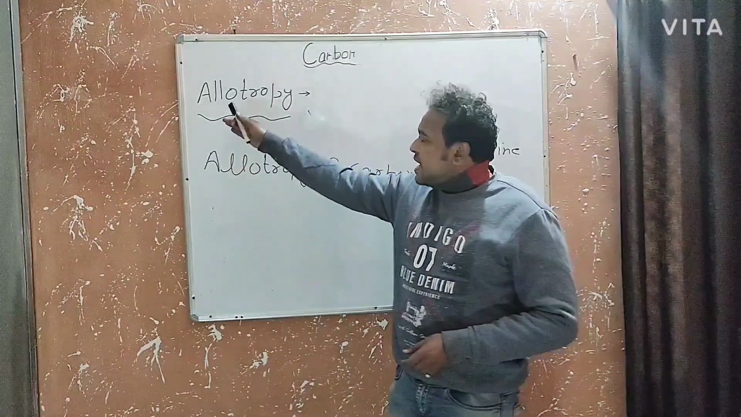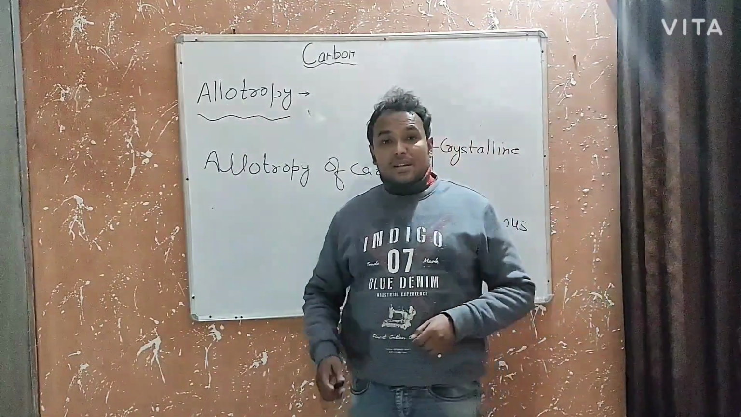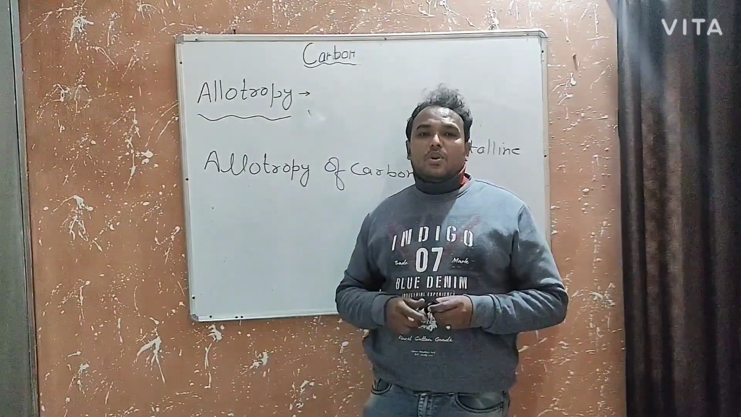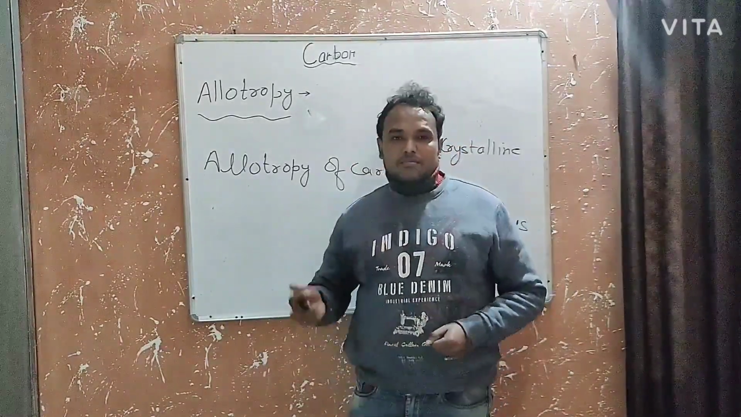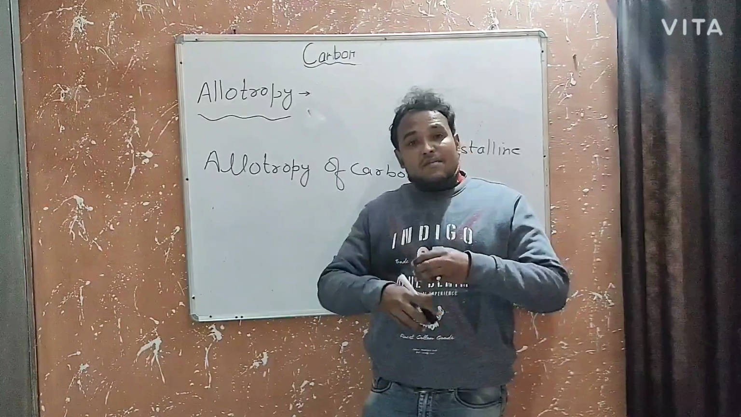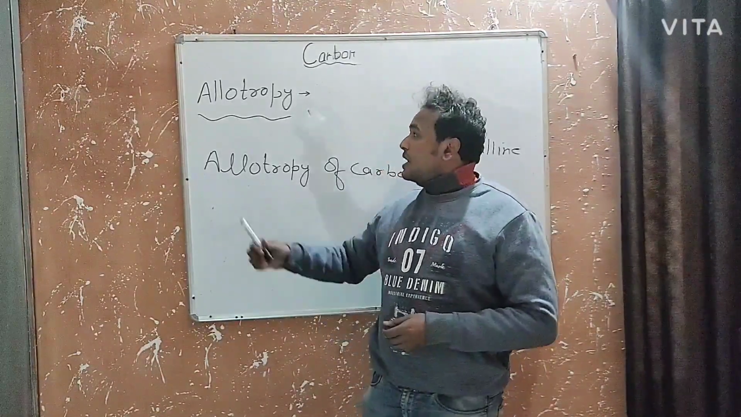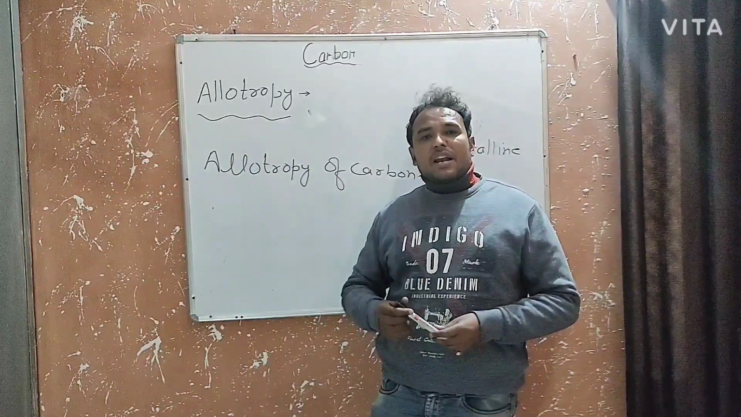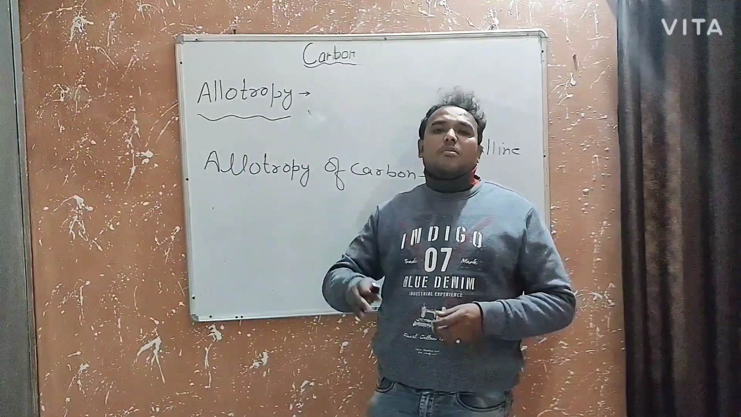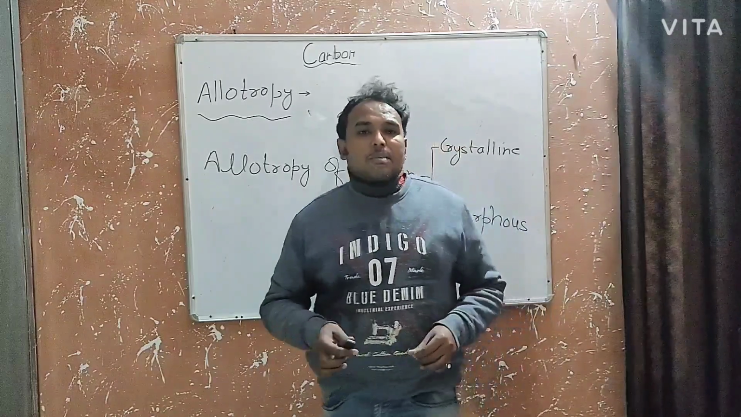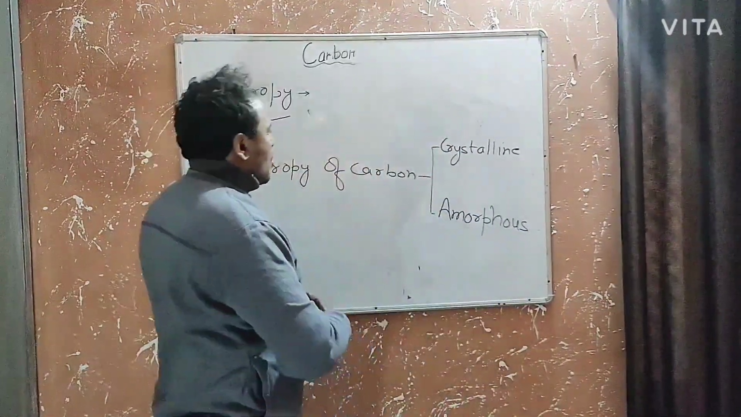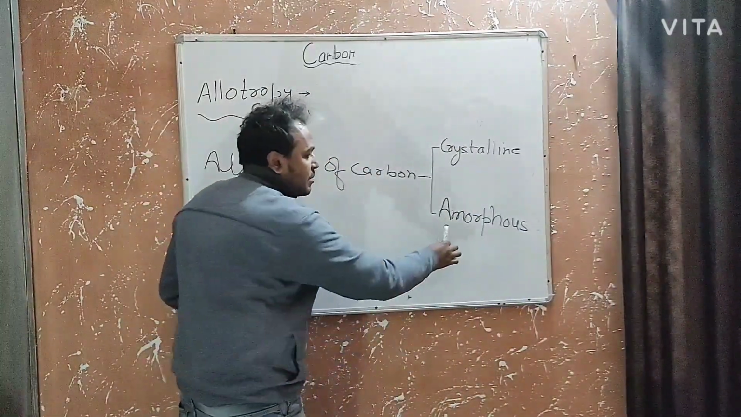Then the next topic is allotropy. What is allotropy? The same element having the same chemical properties, same physical state, but different physical properties, is known as allotropy. And the different forms are known as allotropic forms of carbon. Carbon has two allotropic forms. One is crystalline, second is amorphous.